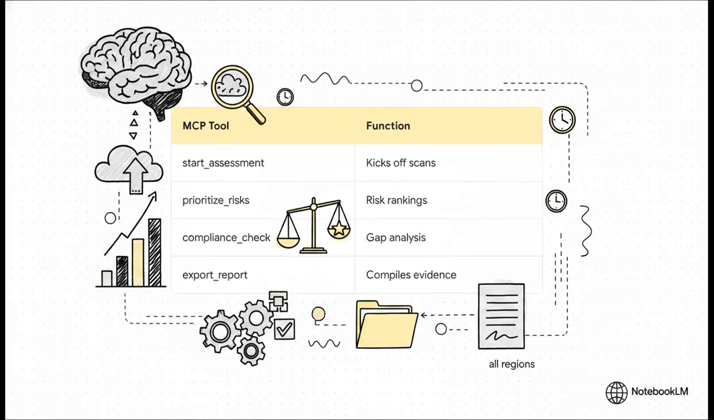The AI can actually execute actions autonomously through these specific MCP tools. You've got Start Assessment to literally command Claude to kick off a multi-cloud scan right inside your infrastructure. Prioritize Risks allows Claude to calculate weighted risk rankings to highlight your top severity items. Compliance Check forces a complete gap analysis against all 6 frameworks. An Export Report compels Claude to compile the final signed evidence package. The AI even intelligently batches its region discovery to stay perfectly within its 60-second tool call constraints.